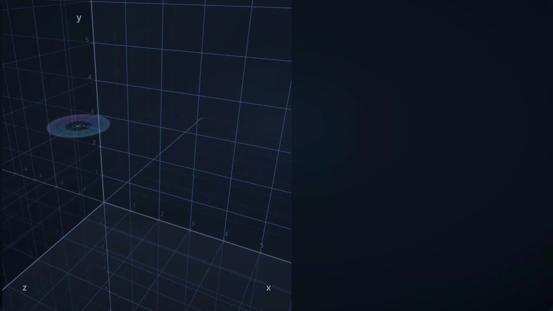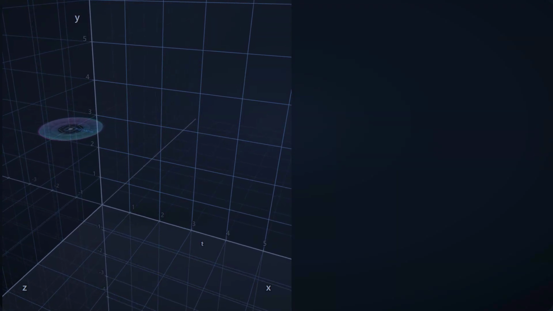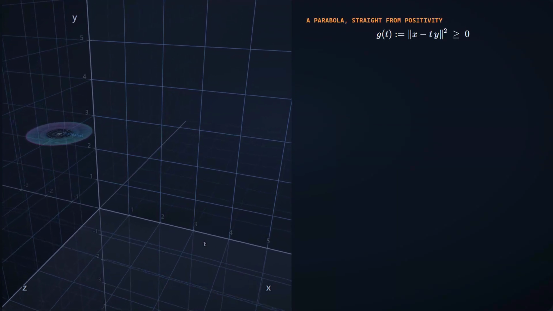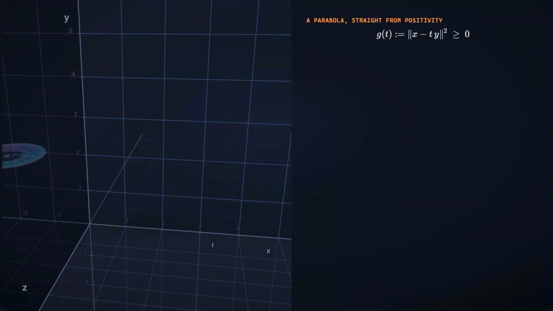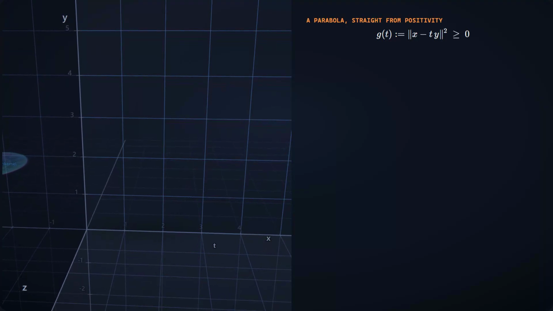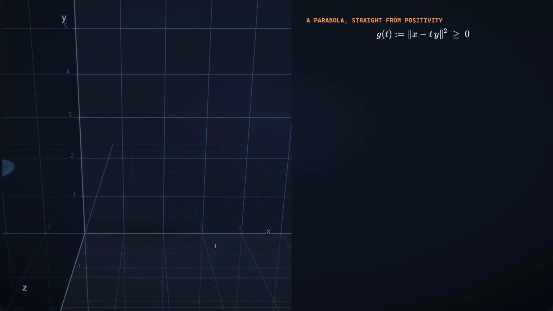Now the crown jewel of the whole subject, the Cauchy-Schwarz inequality. Its proof is a magic trick with a parabola, and it leans on nothing but positivity. A parabola? We're comparing a product of 2 vectors to a product of 2 lengths. Where does a curve even come from?